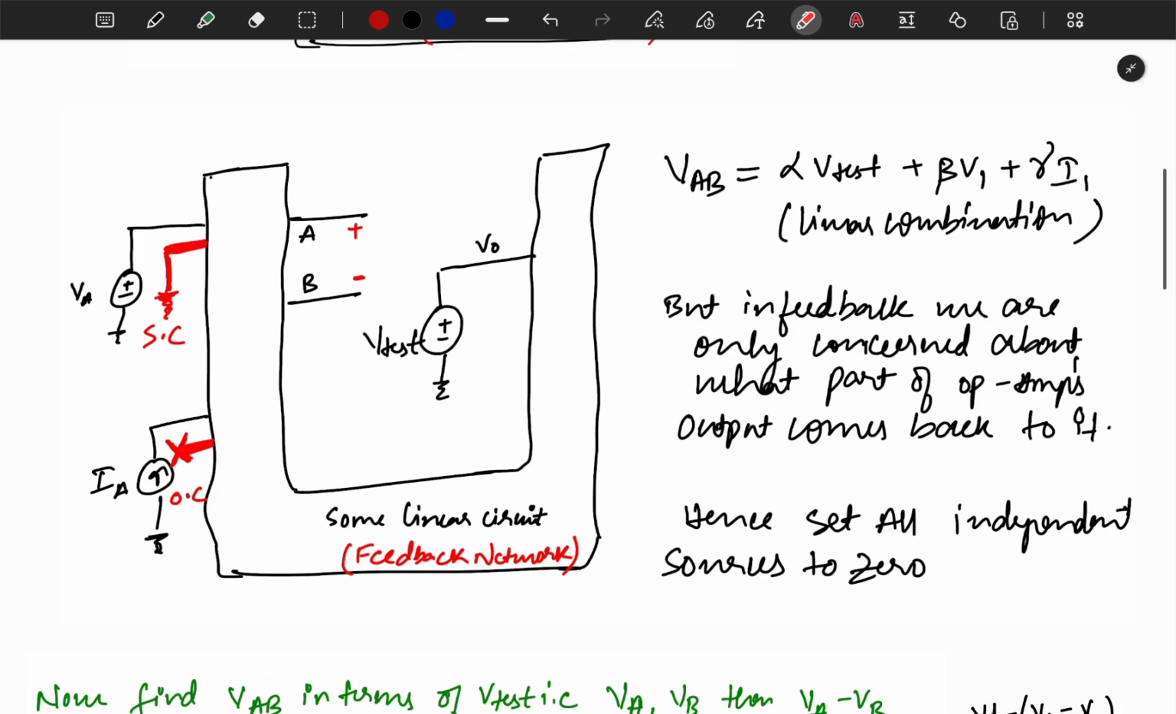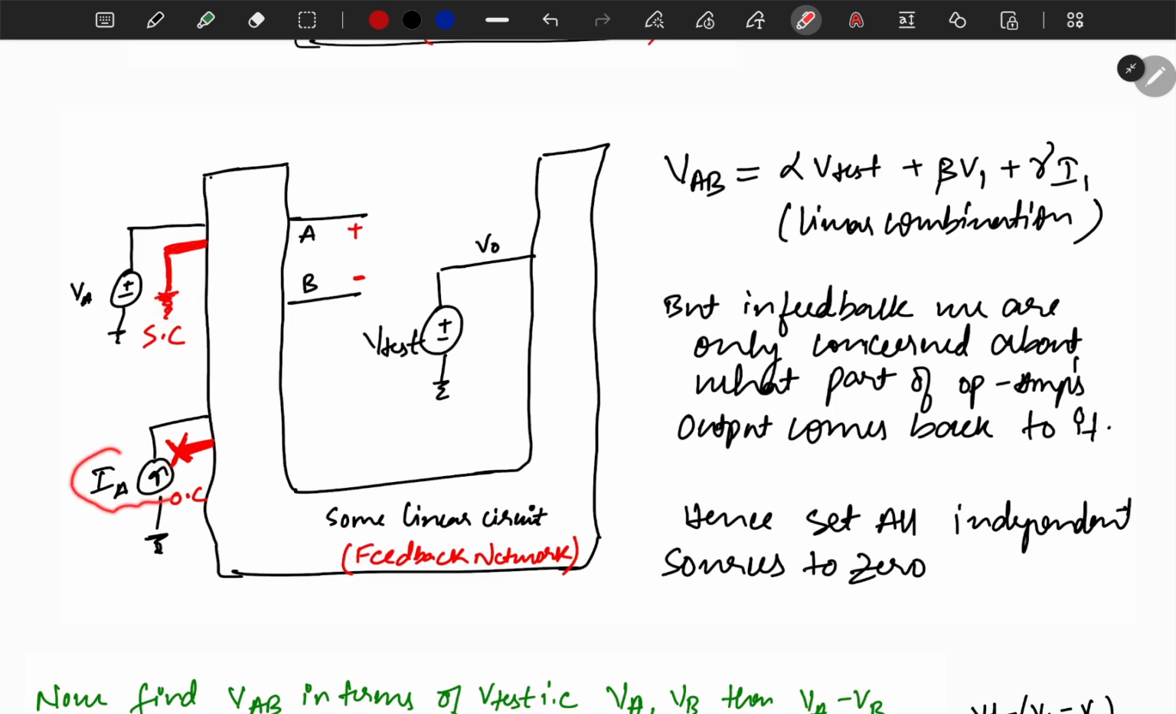As already mentioned, we are only concerned about what part of V test, the output voltage, is coming back to the inputs of the op-amp. So we would simply ignore the independent sources that we have in the circuit. How do we ignore voltage sources? We simply short circuit them, because when the voltage is zero, the potential difference between the terminals is zero, hence we short it directly.